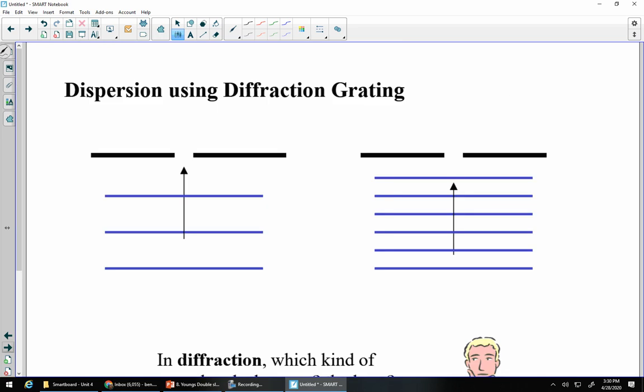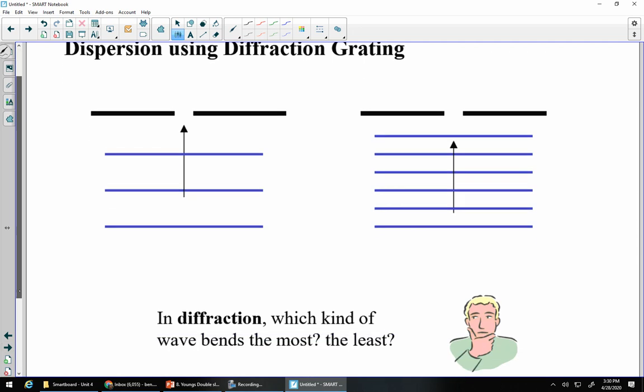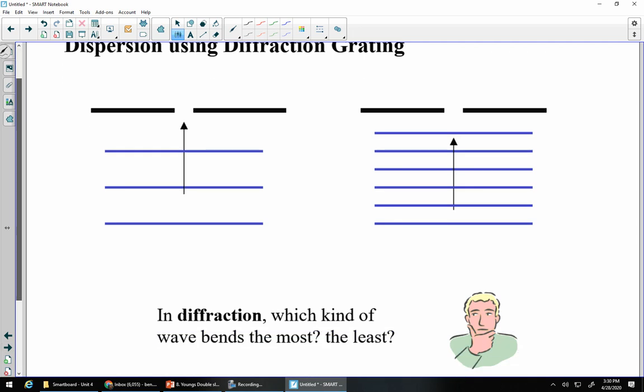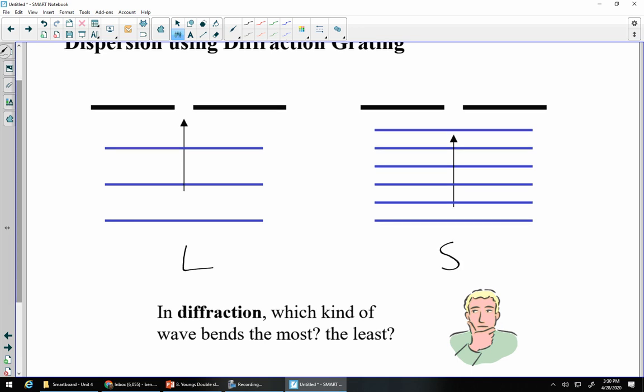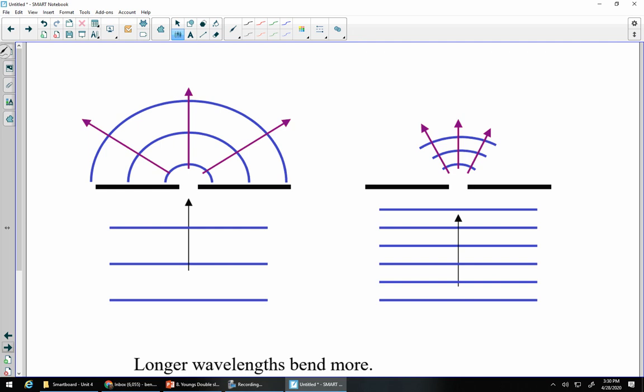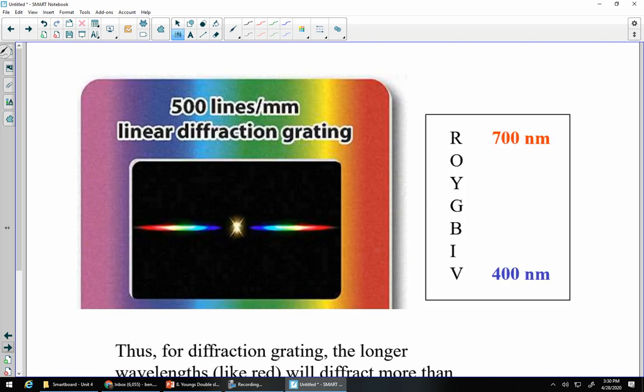What about diffraction gratings? We talked about this at the beginning, right? In diffraction gratings, we've got the same size opening for each of these, and we know that the smaller the opening, the more diffraction, but these are the same size. So what about the wavelengths? You've got long wavelength versus short wavelength. If you're saying to yourself, oh yeah, the short wavelength diffracts less, the long wavelength diffracts more, you're spot on, which is kind of the opposite of refraction, right? Opposite of refraction.